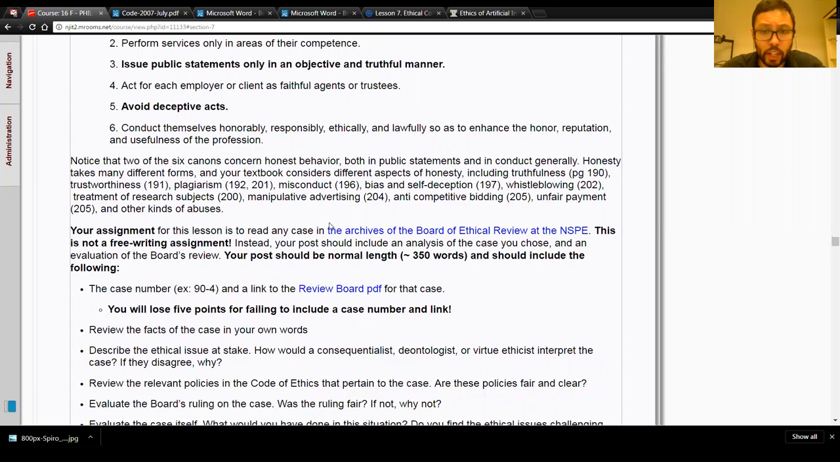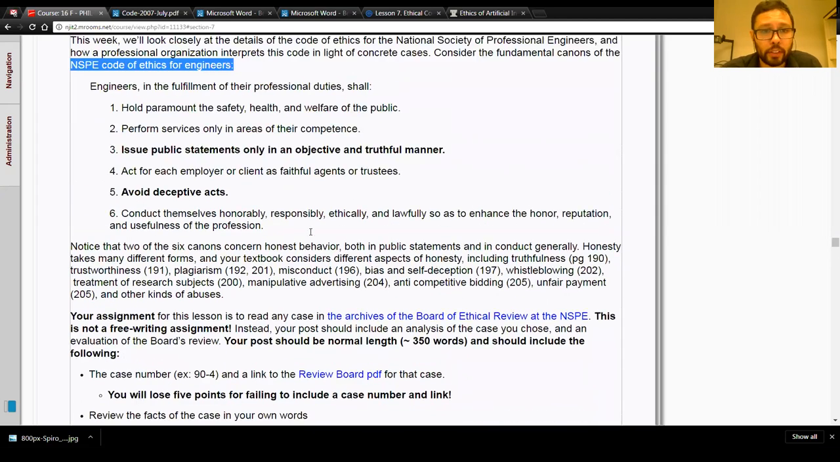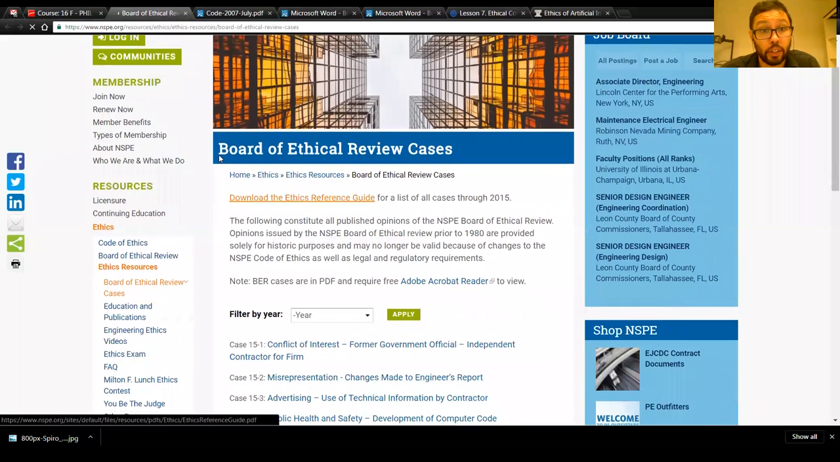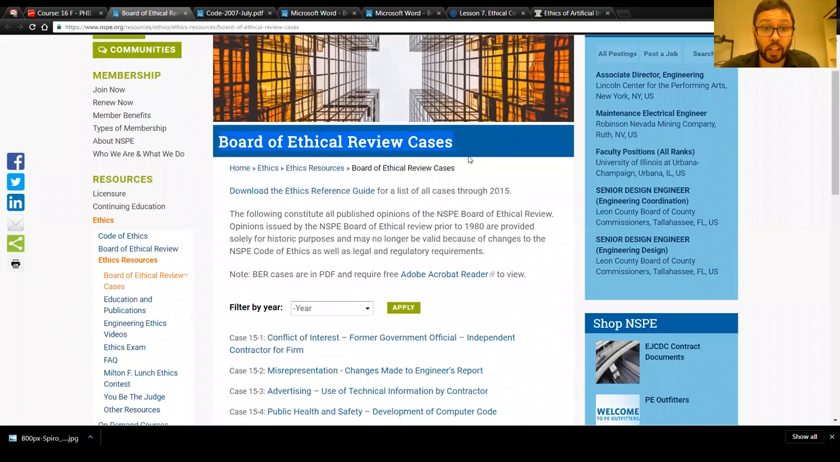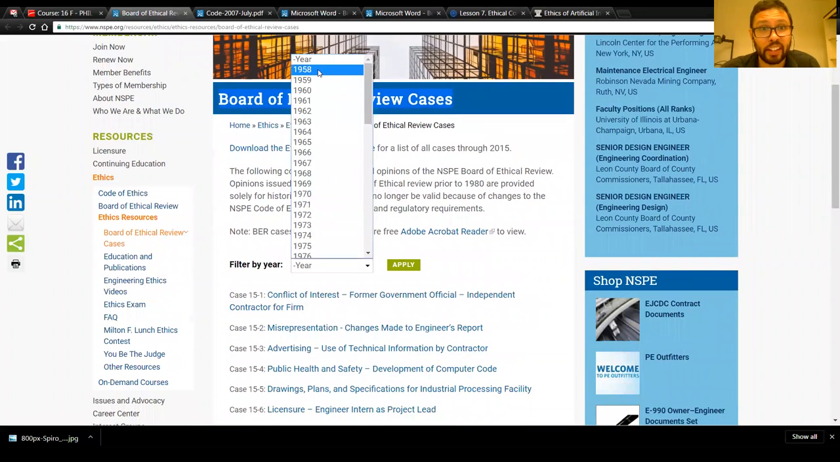So look over the NSPE Code of Ethics for this week. Look over the Code of Ethics for your particular professional society that's on your career path. Your assignment this week is not just to write a general post, but instead, and I've talked about this before, what I'd like you to do this week is to go over the Board of Ethical Review case files, the case history. The Board of Ethical Review has done case analysis going back to the 50s.